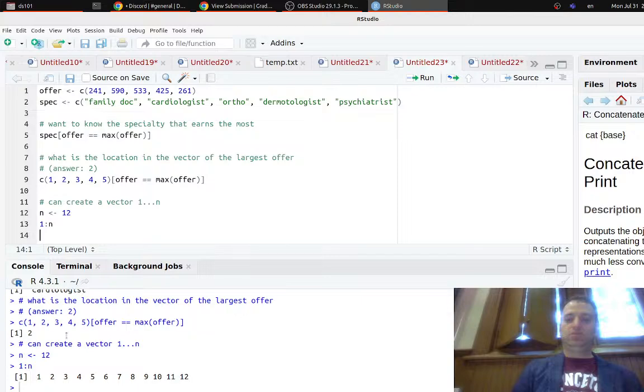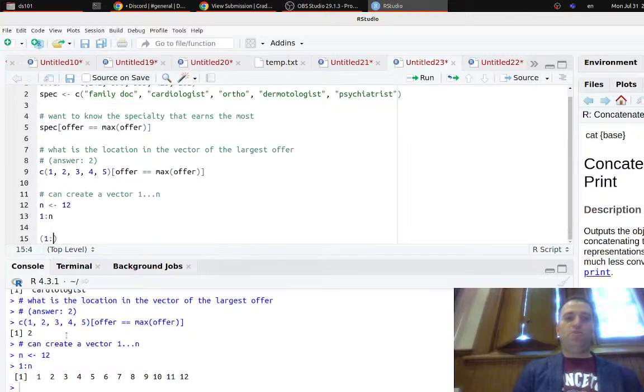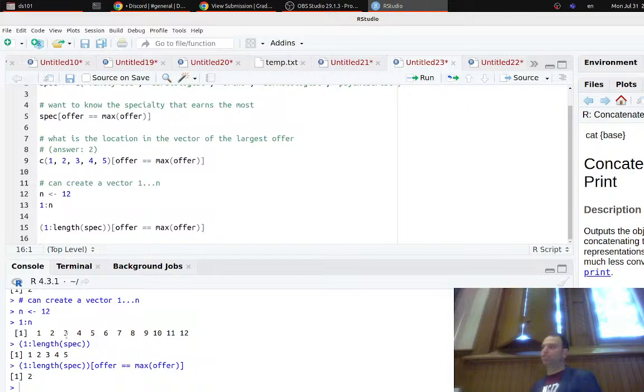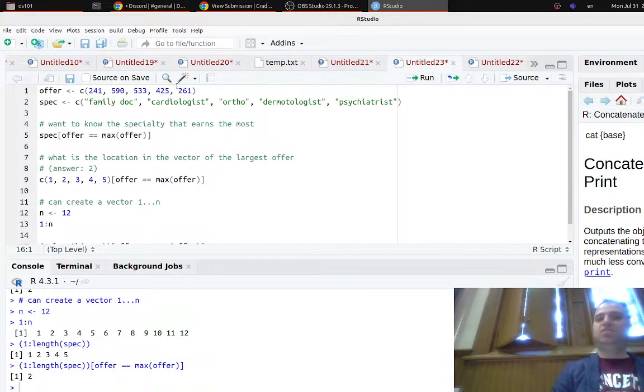How do I do that? Well, I'll say 1 through length of spec. Length of spec is the number of entries in spec, so that would be this, which is the same as before. Now I'll pick out the entries that correspond to the maximum, like this. In this case, there was just one entry like that, namely 2. So it picked out 2, which is the location of the maximum in this vector. The maximum is 590. The location of the maximum is 2.